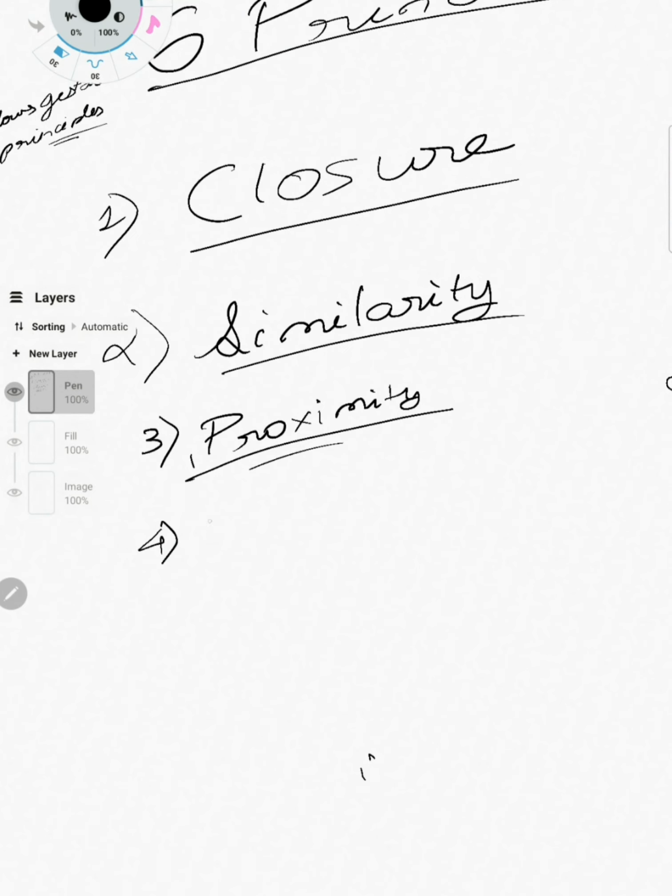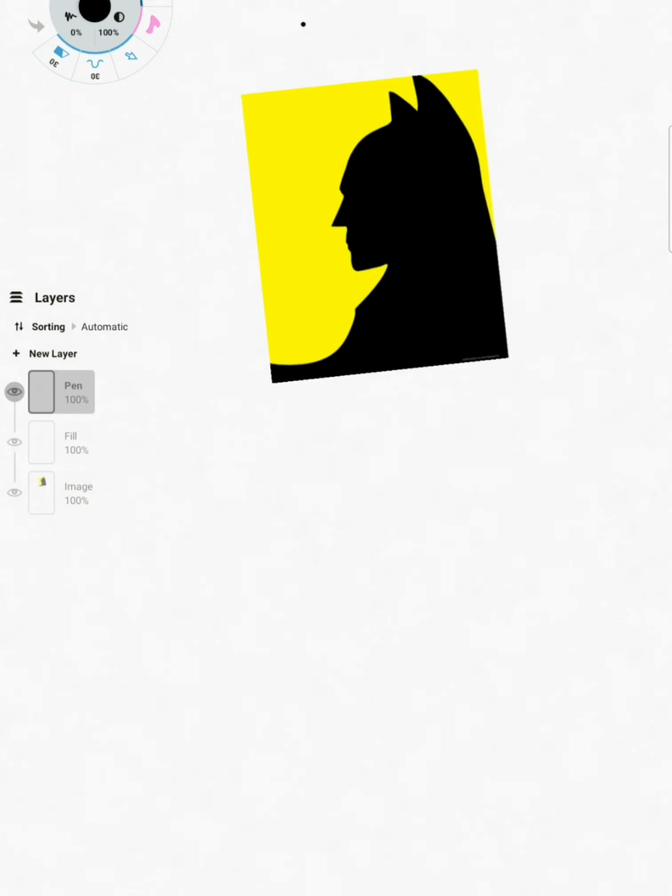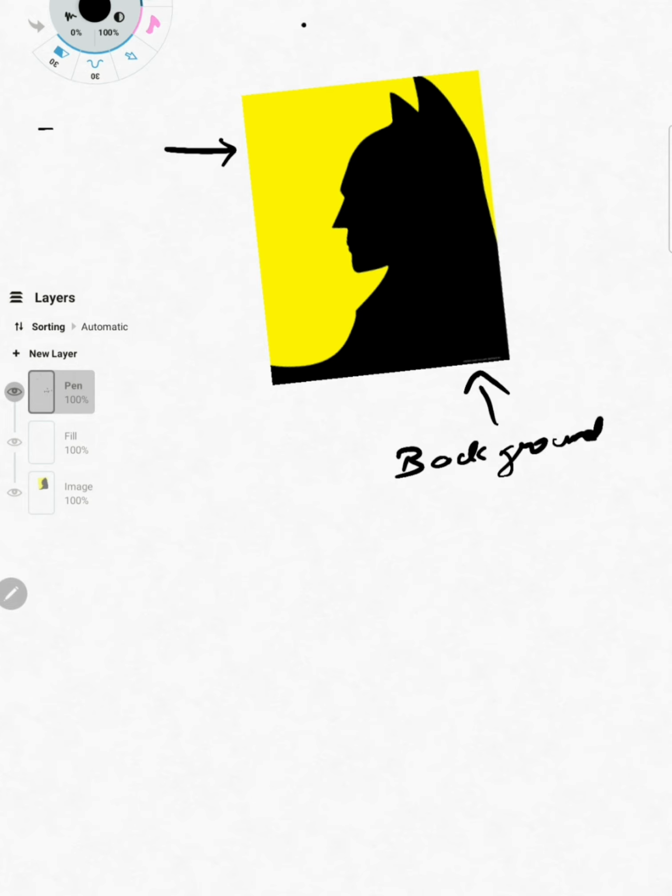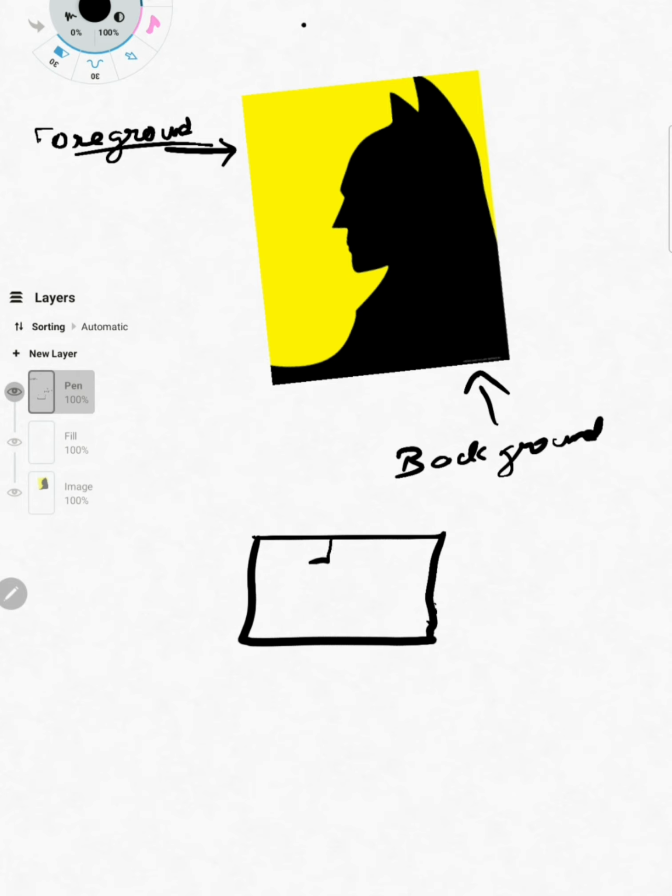The fourth principle is the principle of figure and ground. Say, for example, this picture of Batman: you will see the figure of Batman is drawn in black, while the background is in yellow. Now the whole of the Batman was not drawn; taking for example, the black portion was the background. Let's take another example.